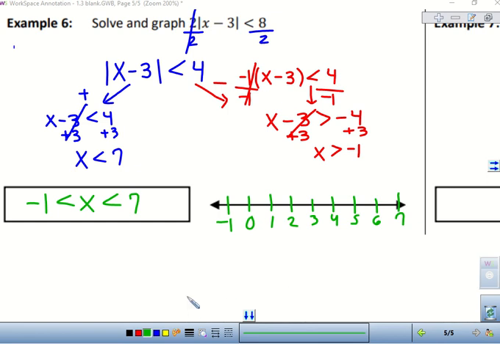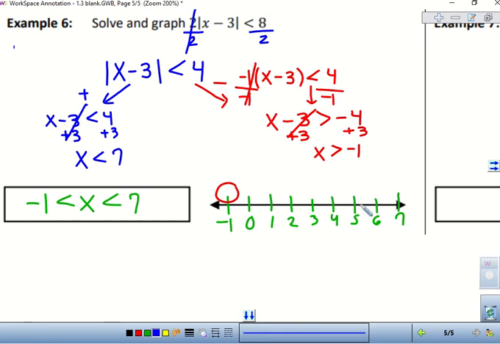So is everybody with me so far on what I've done? Yes. Now we have to determine if they're open or closed circles above each. So above the -1, open or closed? Open due to the inequality without the equal sign.